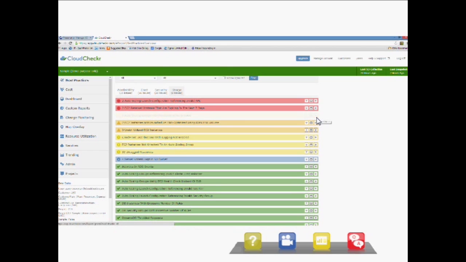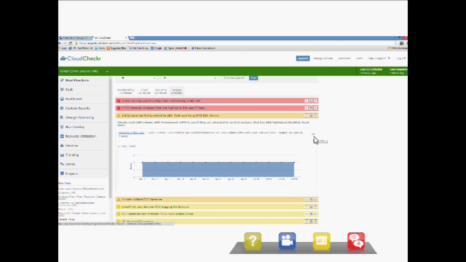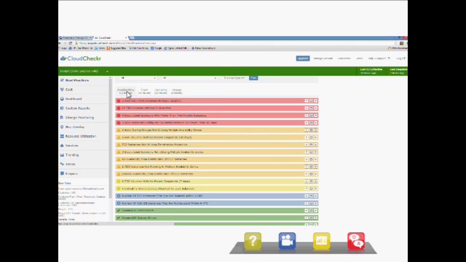Or you could say, you know what, I realize this EC2 instance is not launched as EBS using IOPS, but that's what I meant, so I'm going to just ignore that check. So you have that capability to provide a lot of control, so you can actually use this in a very usable manner as your environment gets more and more complex.